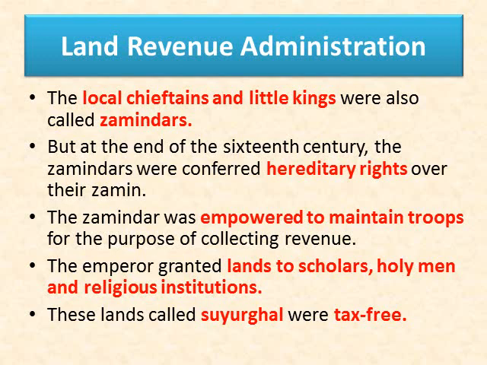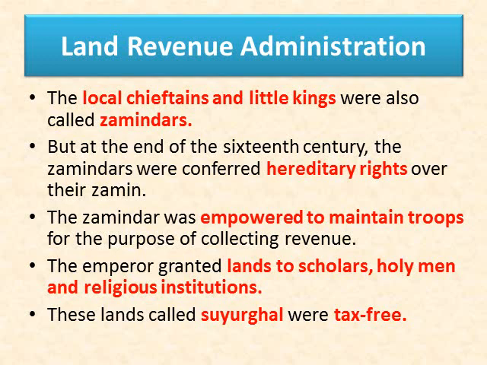The emperor was very generous. He granted lands to scholars, holy men, and for religious institutions. So the emperor was always granting land to scholars, learned people, holy people, as well as for religious institutions. And these lands were called Suyurgal, and they were tax-free. There was no tax collected on the land gifted to holy men, scholars, and religious institutions.